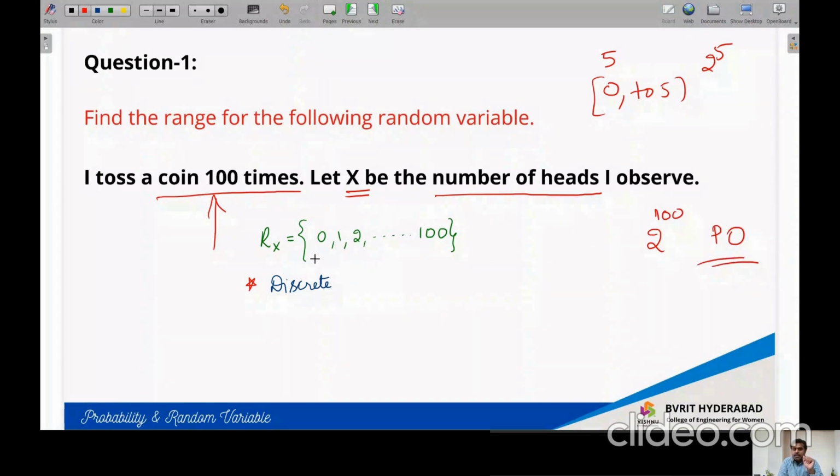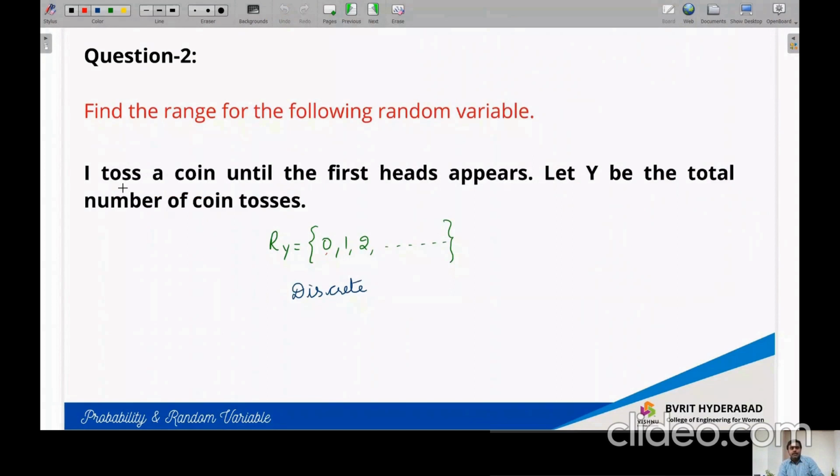So therefore, the range is defined like this. Zero in the sense all the 100 times I got a tail. 100 in the sense all the 100 times I got heads. In case this is the value, then I can say that among these 100 times, I have got only one head, and remaining all are tails. So like this, this has now become countable. Am I right? This has now become countable. Yes, therefore, sir, this is an example for a discrete random variable because it is countable.